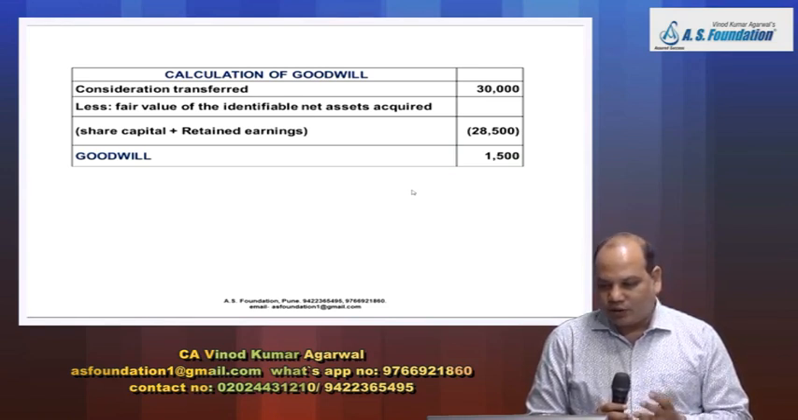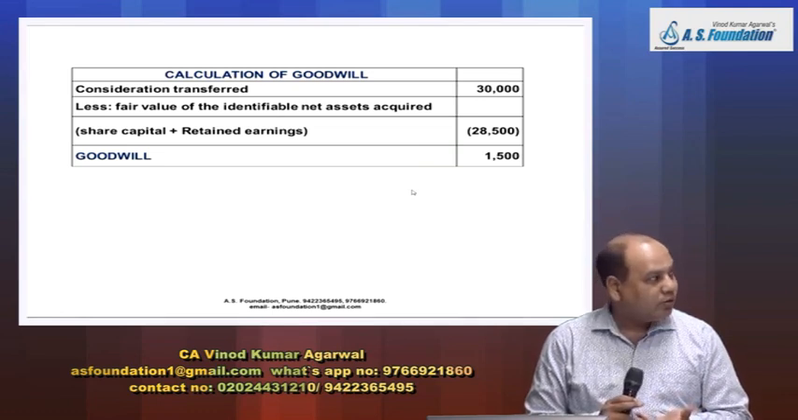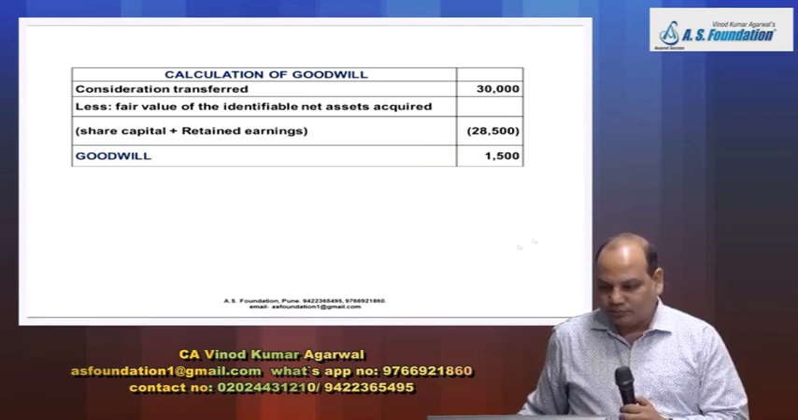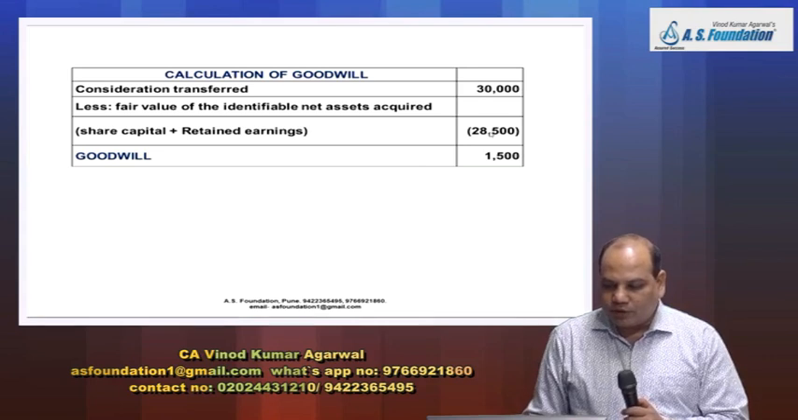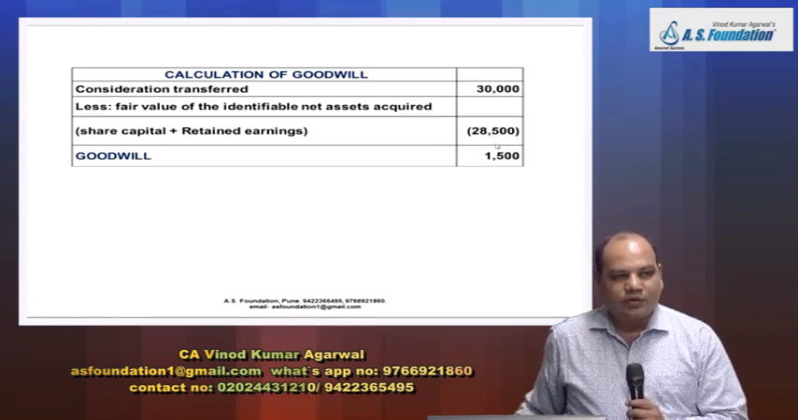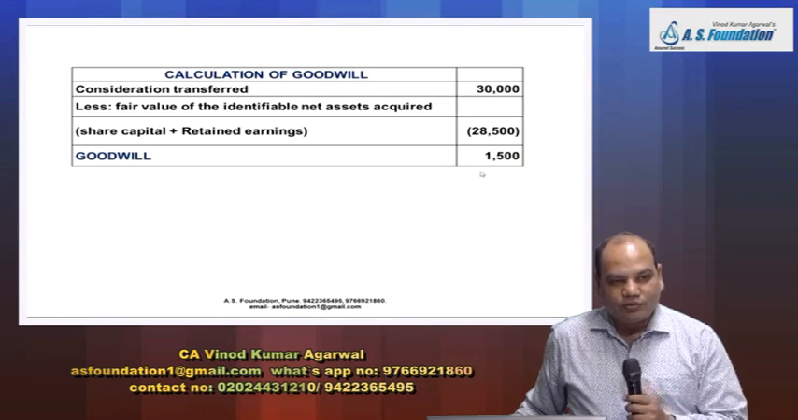So first you check whether we have previously acquired equity interest, whether there is non-controlling interest. In this example, no. So just compare consideration transferred, 30,000, with the fair value of identifiable net asset acquired, share capital plus retained earning, which is 28,500. And therefore goodwill is 1,500. Goodwill is 1,500. Agreed? Yes.